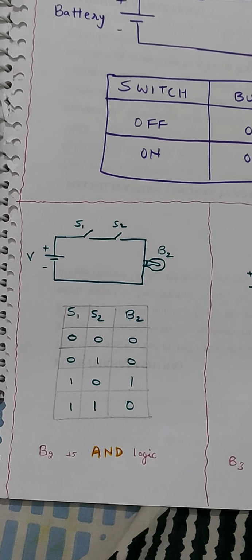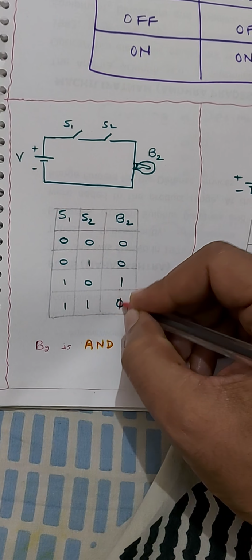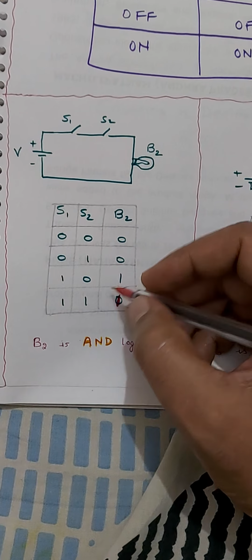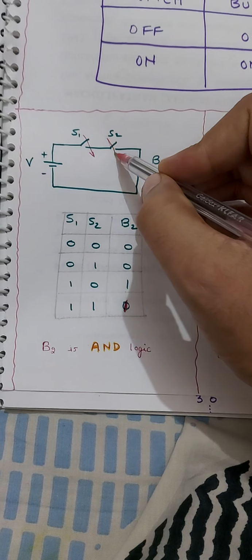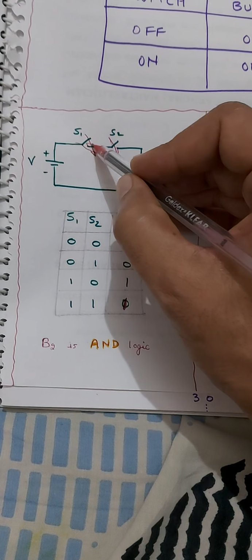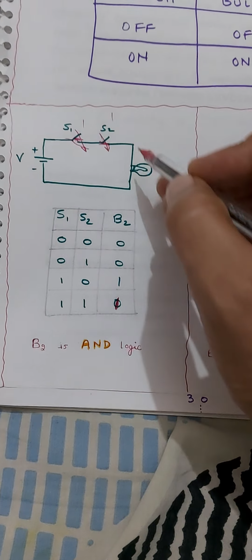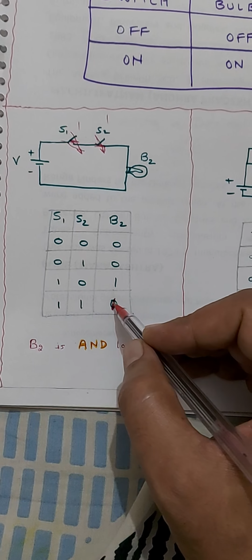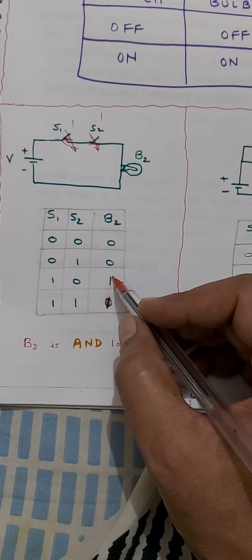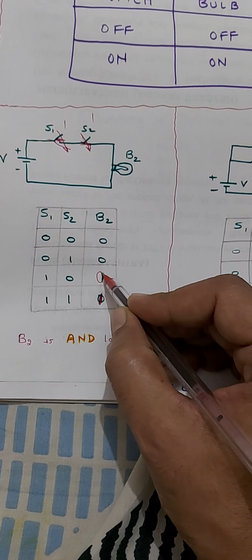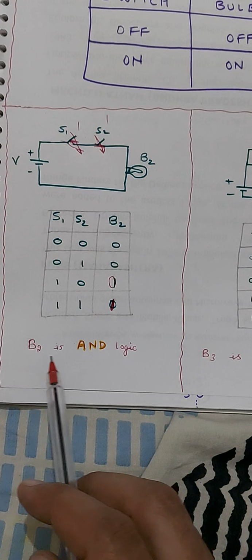this is wrong, let me update this table. So we have found a correction, that is, when both switches are on, then we have identified that the current will pass through. That on means connecting these two. You just connect this wire, that means this is on, this is on, and when this is on, the output will be on. And when one of them is off, then output will not be generated, the bulb will be off. So I have corrected this table, and this is the correct table, and it is AND logic.